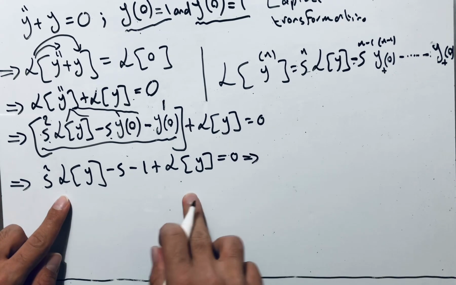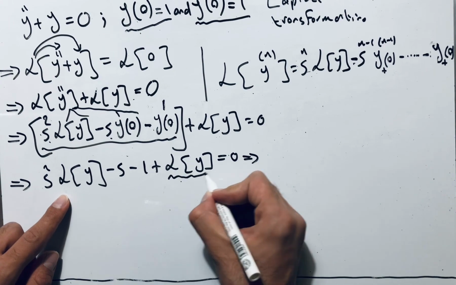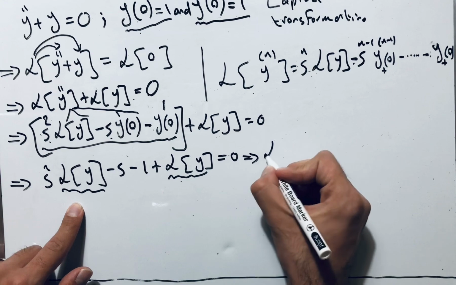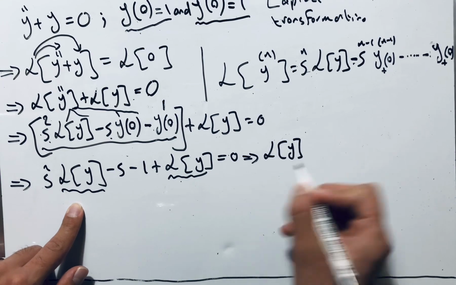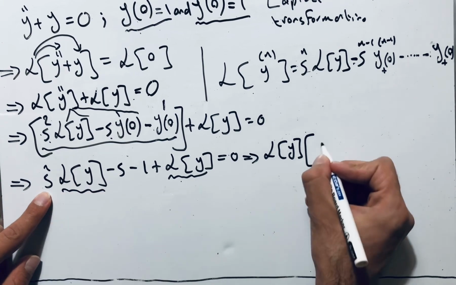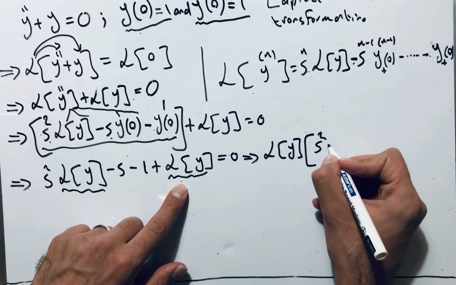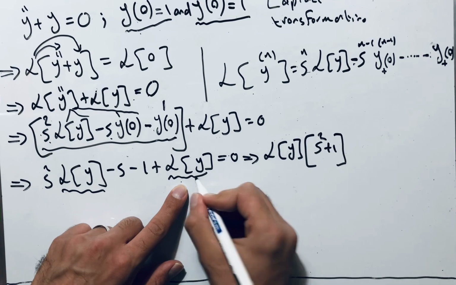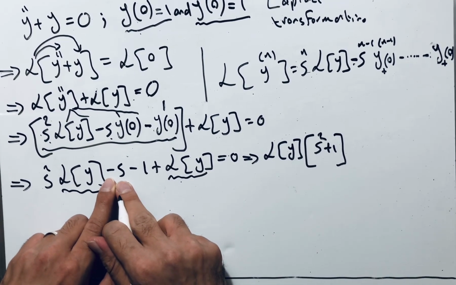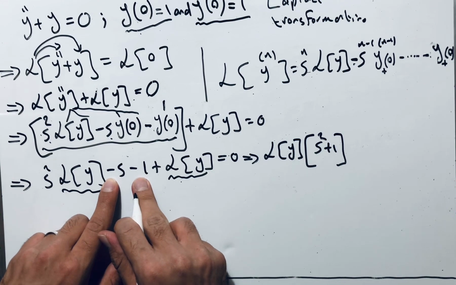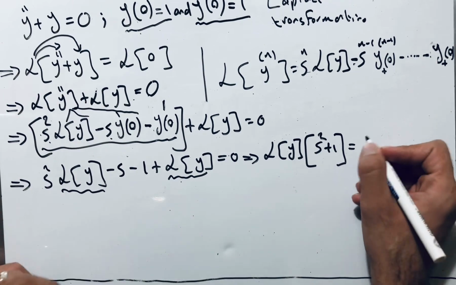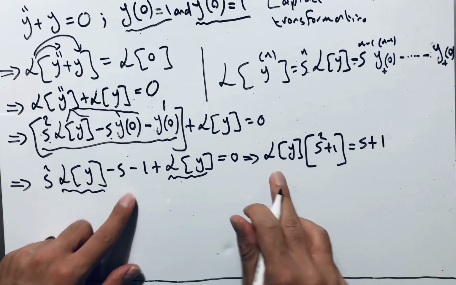From here I see that the Laplace of y is common between these two terms. So if I factorize the Laplace of y, what do I get? I get s squared plus 1, because I don't have anything next to it, so basically 1. And then this minus s and this minus 1, I'm going to move them both to the right side. So the whole thing becomes s plus 1.